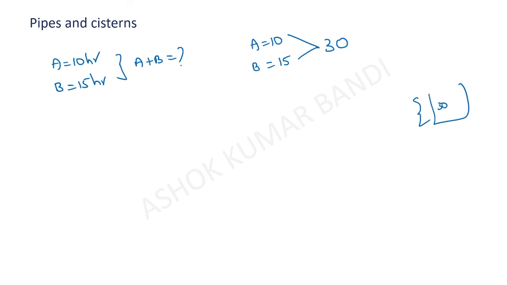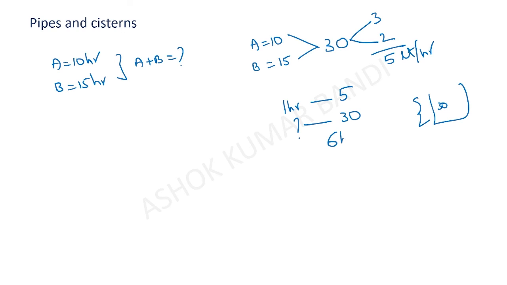If you open tap A, it can fill 30 liters in 10 hours, which means it can fill 3 liters per hour. If you open tap B, it can fill 30 liters in 15 hours, which means it can fill 2 liters per hour. If you open both of them, they can fill 5 liters in 1 hour. So in 1 hour they fill 5 liters; to fill the complete 30 liters, how long are they going to take? Simply 6 hours. Simply cross multiply, you will get 6 hours.